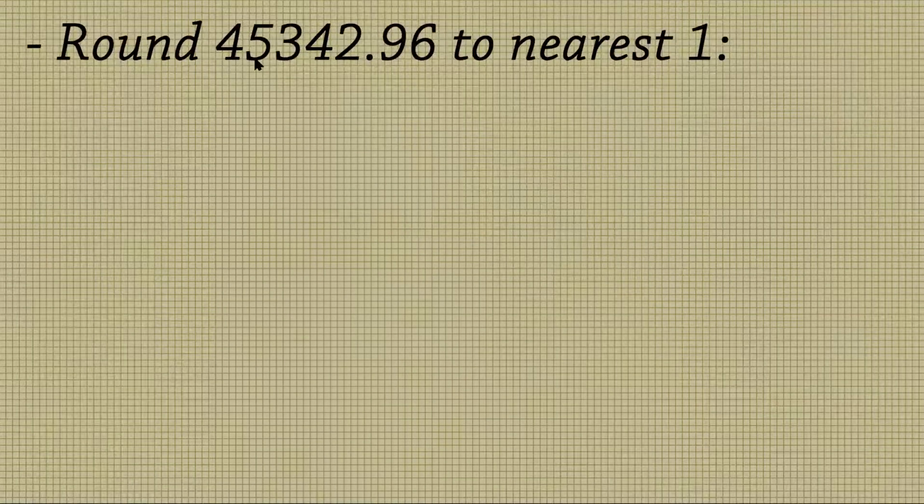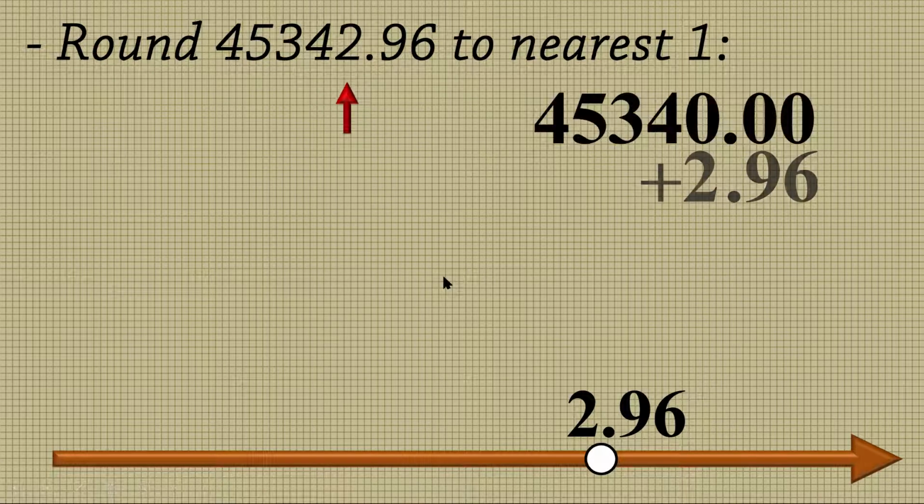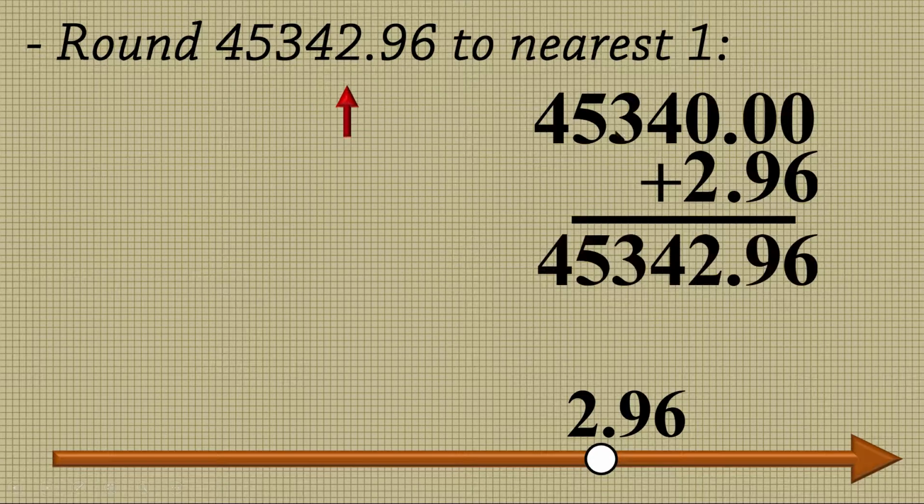Round 45,342.96 to nearest 1. My concentration is on number place of ones, so 2.96 is something I will put on the number line. Pay attention, if I remove 2.96 from the original number, it will be 45,340.00 plus 2.96.